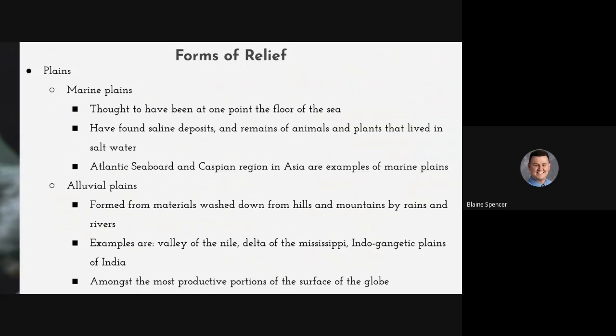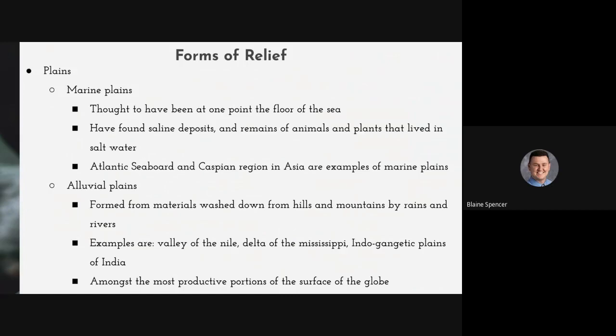Two areas that are unique and are considered marine plains are the Atlantic seaboard and the Caspian region, which are both located in Asia. These areas have a lot of fossils and remains of animals and plants that are found in the oceans. This is something unique to these regions. We don't see this a lot over here in North America, but we see it in Asia and some other parts of the globe.